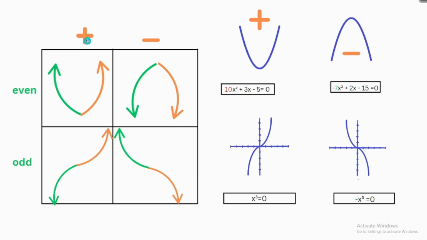If the exponent is odd, like third degree, fifth degree, it will be the same. If the coefficient is positive and the exponent is odd, it will be like this, the same as the third degree. If the coefficient is negative and the exponent is odd, it will be like this.